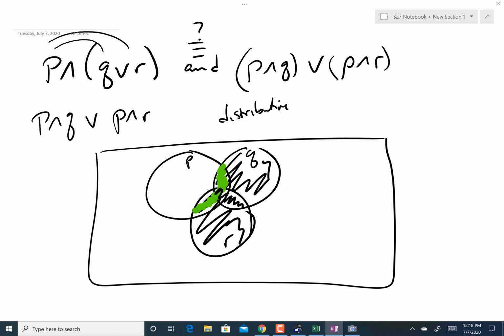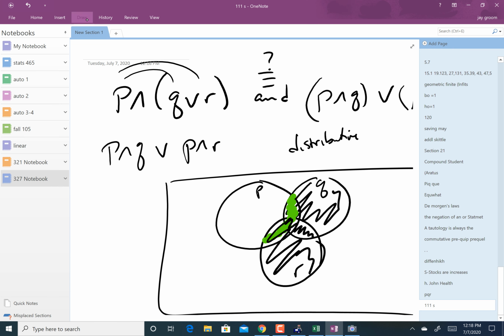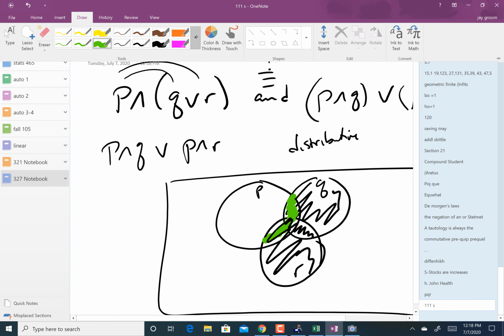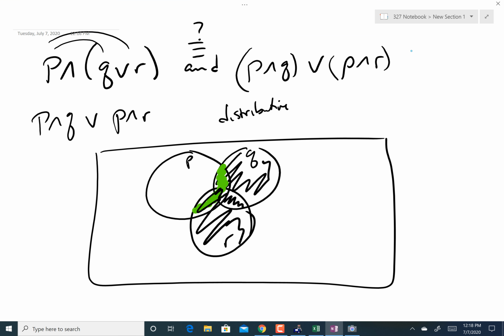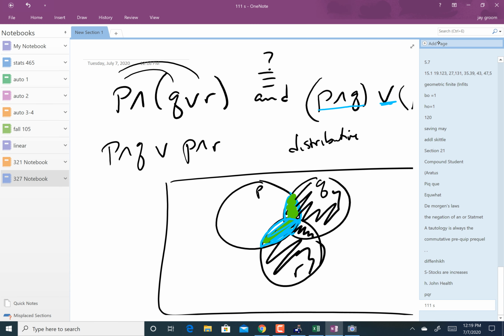Well, what is that saying to us? What it's saying is that you are taking, I want this light blue because it's pretty, P and Q, so that'd be this slice here. And I want to take the union of that with this slice here. What does that become? It becomes this bit right here. So yes, they are logically equivalent. They're logically equivalent by the distributive property, but I think the picture sometimes helps me visualize it better.